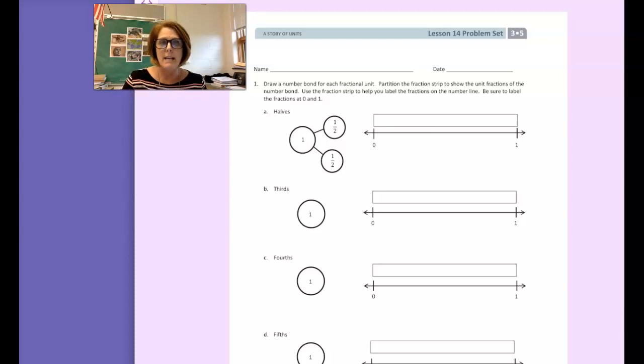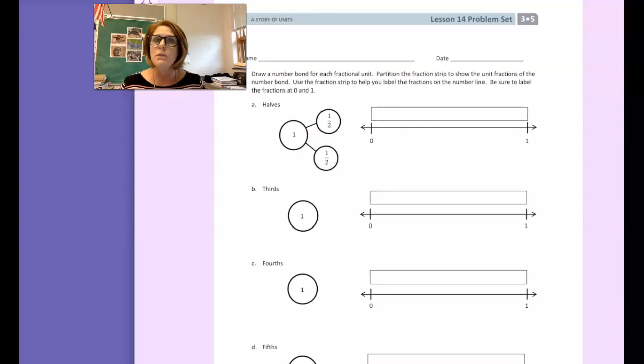Number 1 says, draw a number bond for each fractional unit. Partition the fraction strip to show the unit fractions of the number bond. Use the fraction strip to help you label the fractions on the number line. Be sure to label the fractions at 0 and 1. So here we're sort of transitioning from using those fraction strips to looking at fractions on a number line.